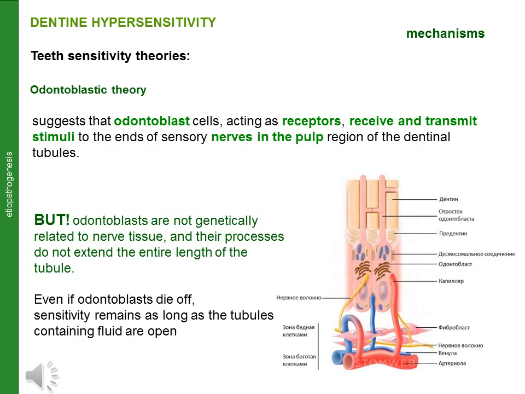Odontoblastic theory suggests that odontoblast cells, acting as receptors, receive and transmit stimuli to the ends of sensory nerves in the pulp region of the dental tubule. But odontoblasts are not genetically related to nerve tissue, and their processes do not extend to the entire length of the tubuli. Even if odontoblasts die off, sensitivity remains as long as the tubules containing fluid are open.